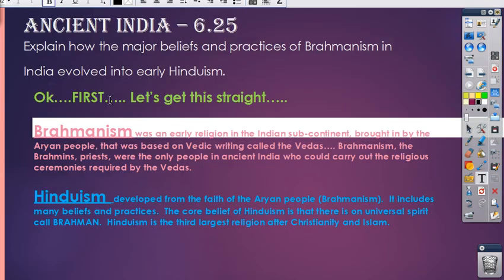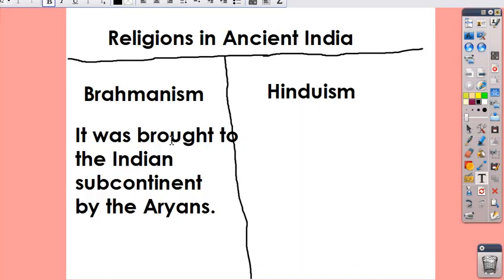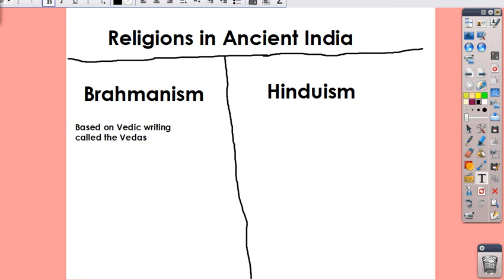Okay, the next part of our note says that it was based on the Vedic writing called the Vedas. So we're going to put that in our notes as well. Okay, I've added that to my notes. That was based on the Vedic writing called the Veda. Now the Vedas, in case you haven't heard this already, which I think you did in your guided notes, but I'm not sure, I'm going to tell you anyways. The Vedas were written in Sanskrit. The Vedas were Aryan hymns or stories or poems and prayers that were written down and recorded and collected into sacred texts. Those sacred texts were called the Vedas.